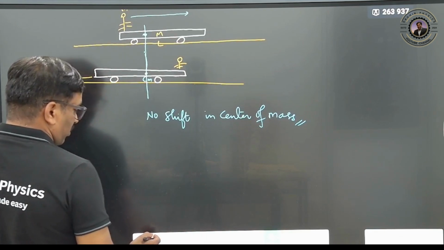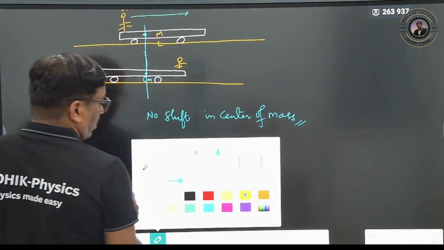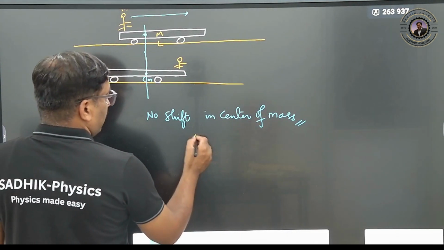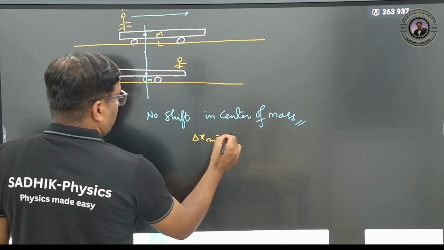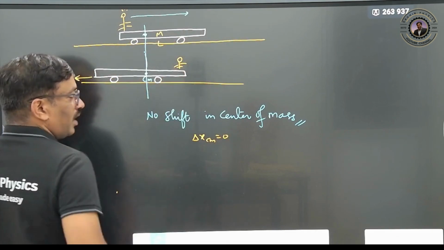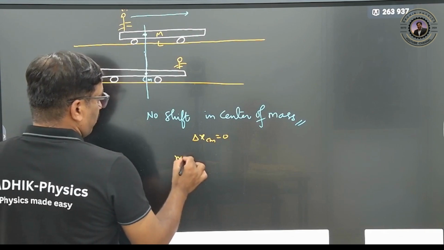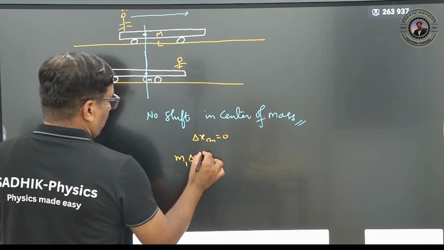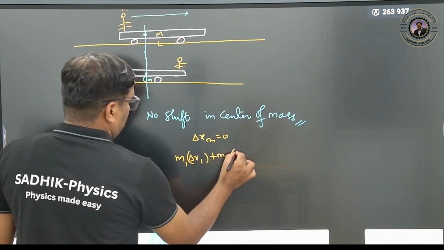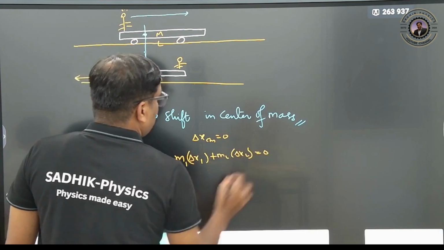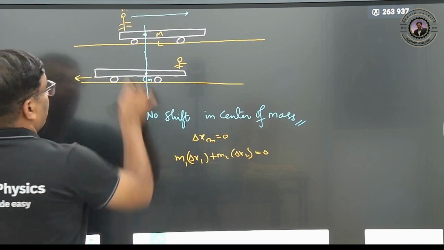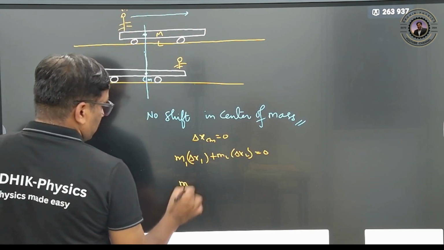Very easy, very simple one. When there is no shift in there, therefore you can write delta x in the center of mass will be equal to 0, because all motions take place along the x axis. Therefore m1 into delta x1 plus m2 into delta x2 will be equal to 0. Here m1 means the mass of the person, m.